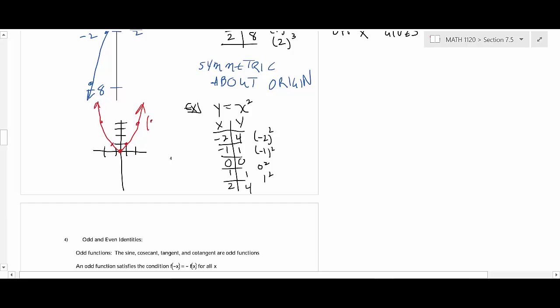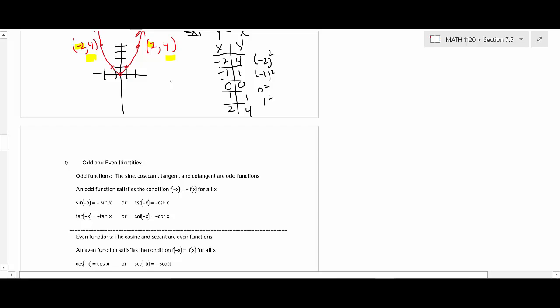So for instance, this point's (2, 4). This point is (-2, 4). So again, it means if x is opposite, then y stays the same. That's the idea, okay? So that's kind of a classic example of odd and even. Everybody got that okay? So that's how you look at the symmetry of those points on odd and even. It's neither if neither of those symmetries works.